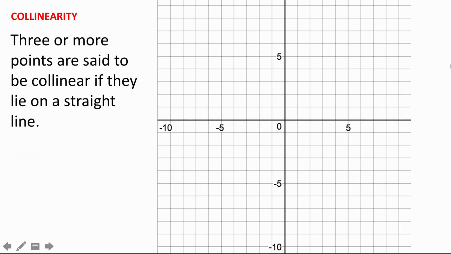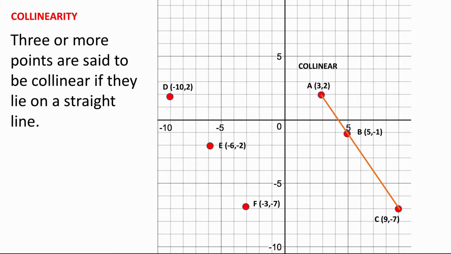Collinearity. 3 or more points are said to be collinear if they lie on a straight line. Suppose I have 3 points A, B, and C. For these points to be collinear, a straight line must be drawn through them. So we see that these points are collinear. Let's look at another example. Suppose I have 3 points D, E, and F. For this to be collinear, a straight line must pass through these 3 points. And here we can see that it is not collinear because the straight line does not pass through E.